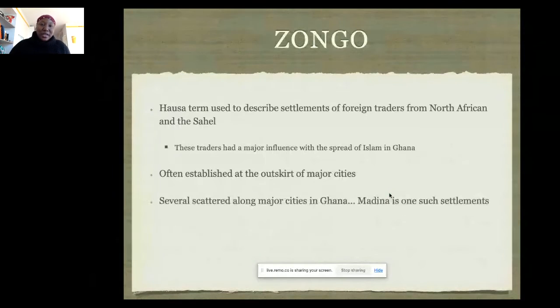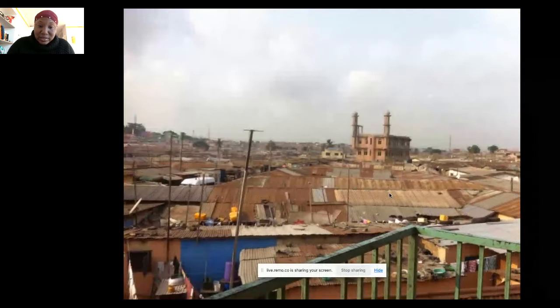I'm losing time, so let me rush. For the start, I want to explain what a Zongo is. The Zongo, it's a Hausa term. Hausa is a language known to most West African countries, used to describe settlers of foreign traders from North Africa and the Sahara. So these people largely influenced the spread of Islam in Ghana and have often established places in major cities. Several are scattered around Ghana, and Madina Zongo is one of such settlements.